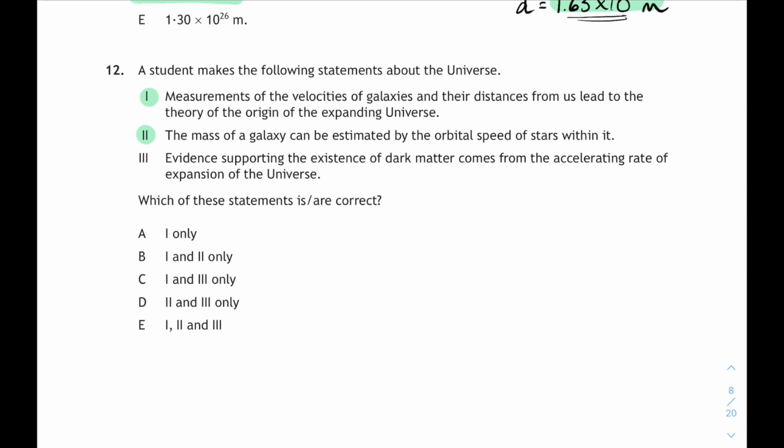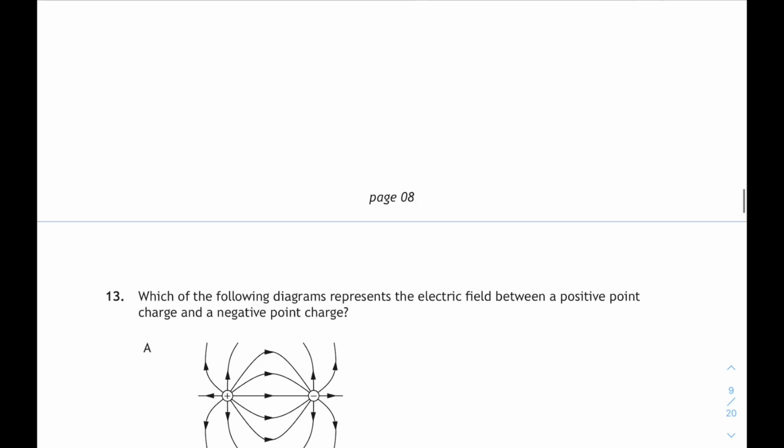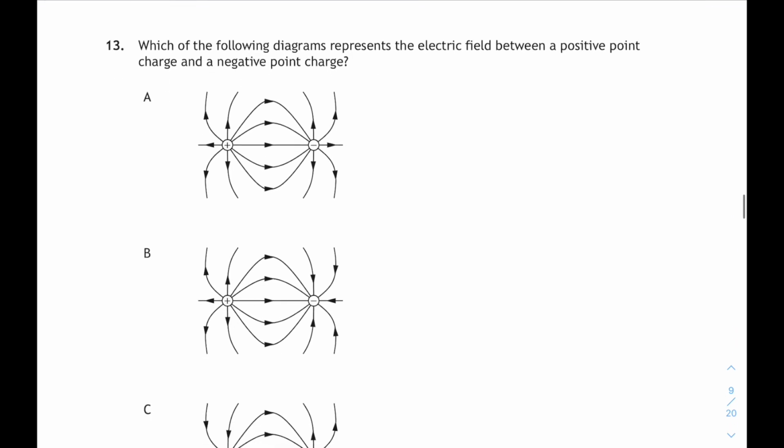And number 3, evidence supporting the existence of dark matter comes from the accelerating rate of expansion of the universe. That's incorrect. That would be evidence supporting the existence of dark energy. So 3 is wrong. So 1 and 2 only. That's answer B. And that's all the questions on our dynamic universe. Now we're on to particles and waves.